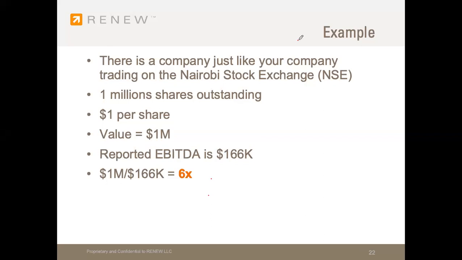Now I have a question for you though. Now this is important. Your EBITDA is $100,000. What is the value of your company? Who can tell me? Okay, 600,000. Think. What is the value of your company? Think.